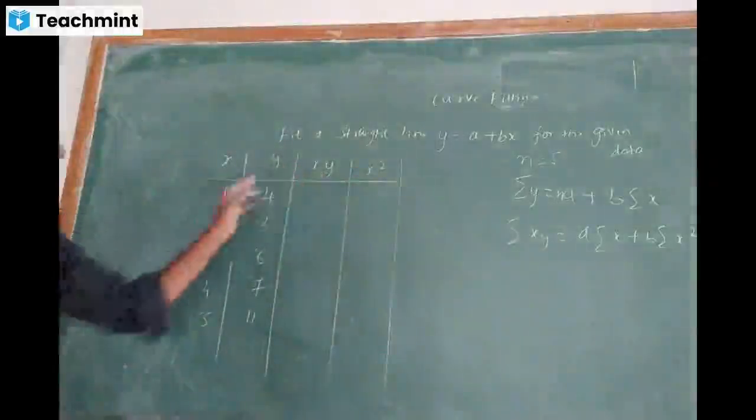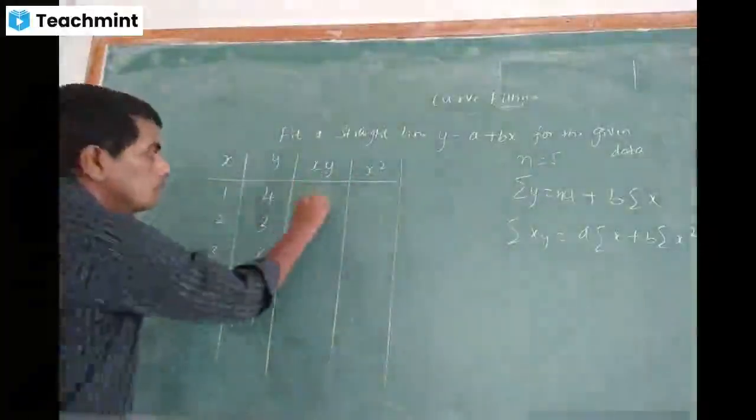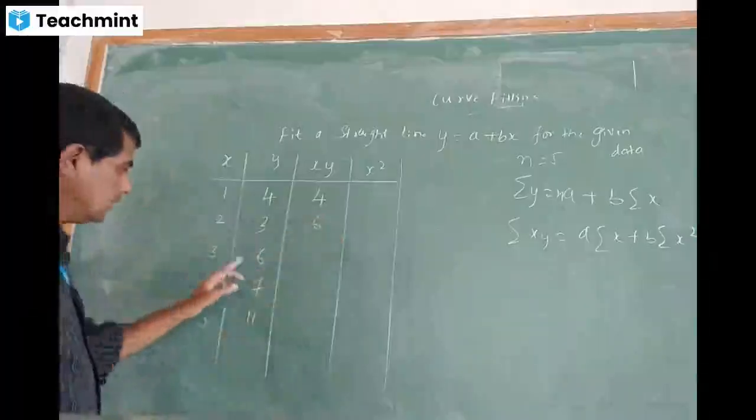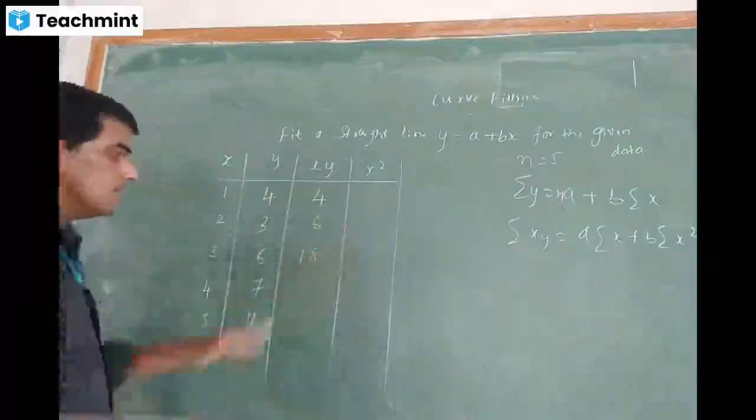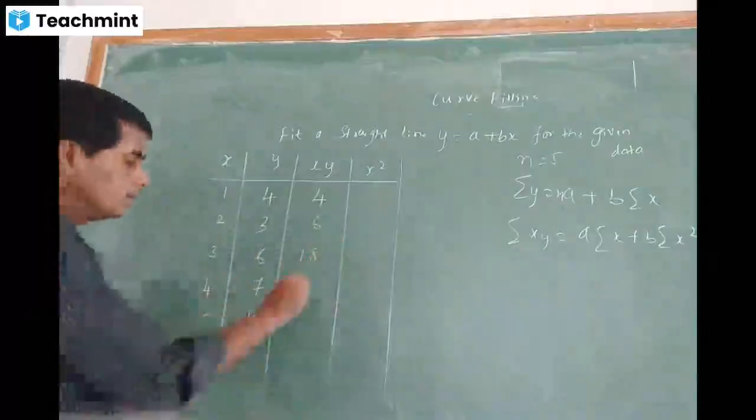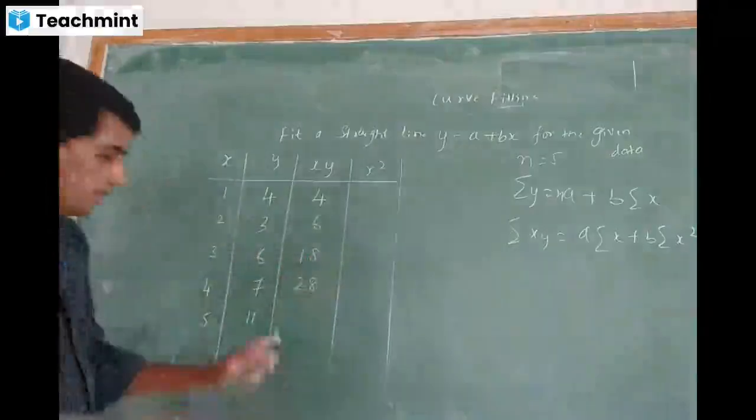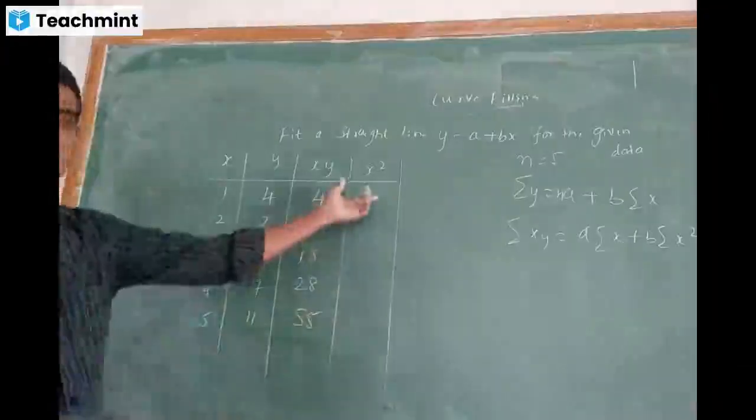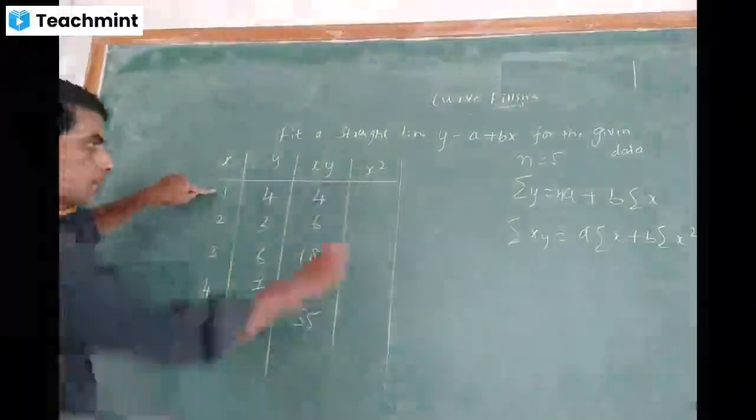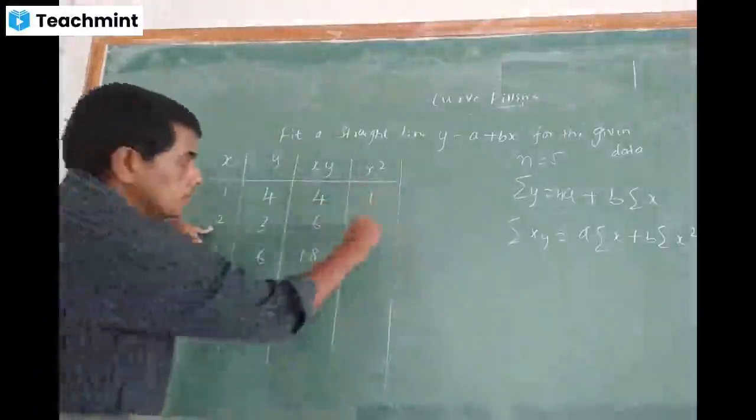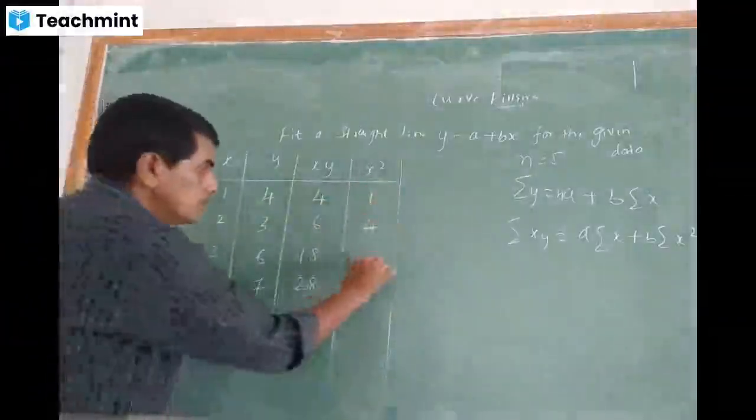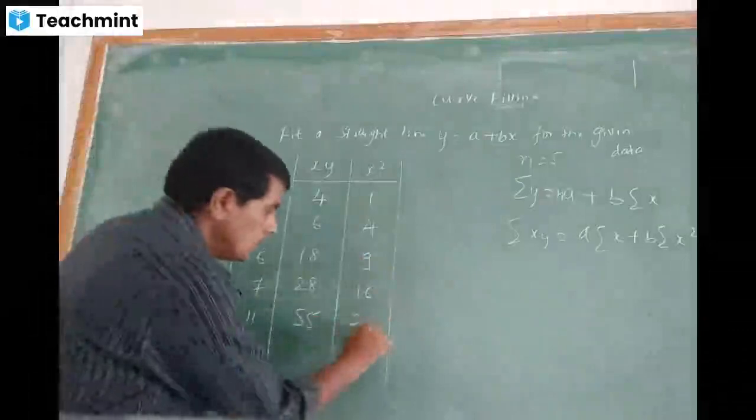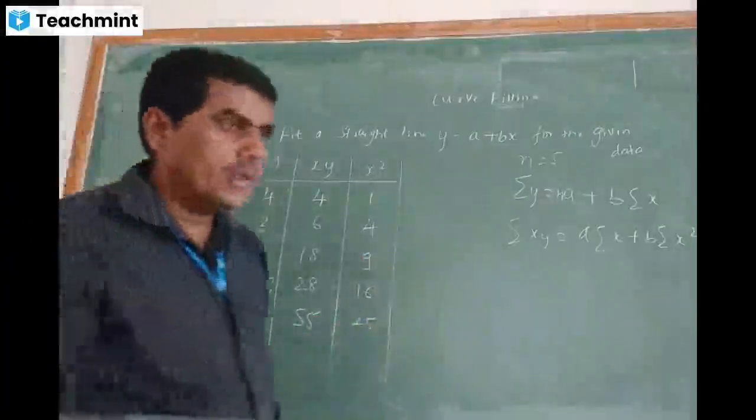So xy. 1 into 4, okay, 4. 2 into 3, so this is 6. Next, 3 into 3, 18, 4 into 7, 28, 11 into 5, 55. Now x square, the x values: 1 square, 1, 2 square, 4, 3 square, 9, 4 square, 16, 5 square, 25. So next, find the summation values for this.